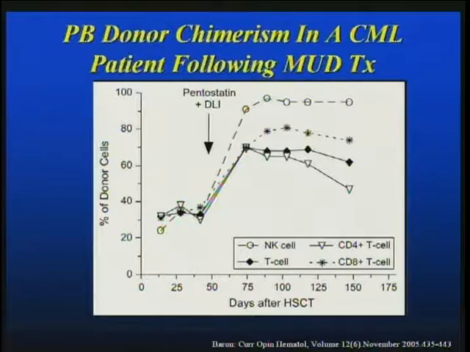This is a CML patient whose graft never did quite take in the first couple of months following transplantation. So this patient was given a DLI, and as you can see, following the DLI, the engraftment in all the various subsets went up pretty dramatically. But this is not to say that every cell subset behaves exactly the same way, or even that a subset obtained from different compartments will behave exactly the same.